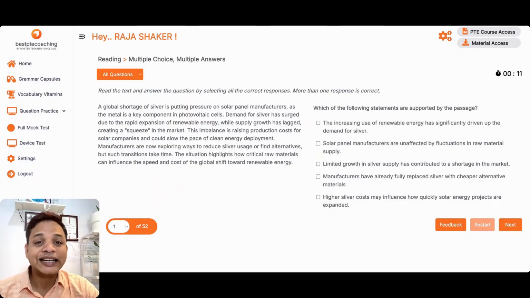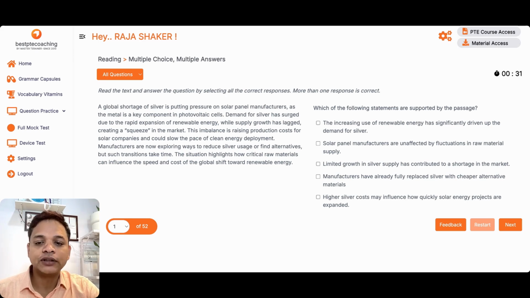So step 1, read the question. Which of the following statements are supported by the passage? In other words, it asks which are the true statements from the following 1, 2, 3, 4, 5. For that, we need to read the passage. Because the passage is short, we read the passage. When the passage is long, you first read the questions and then go to the passage.